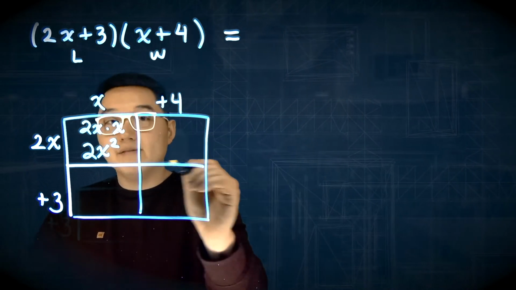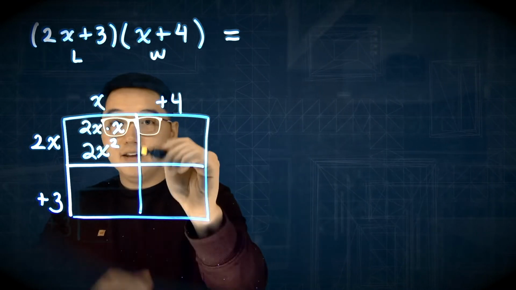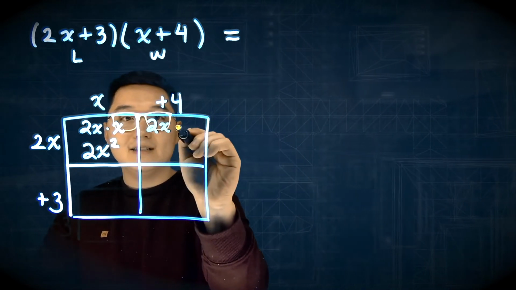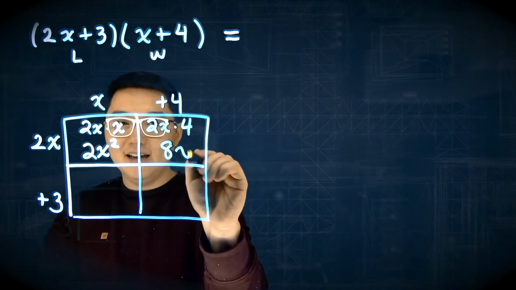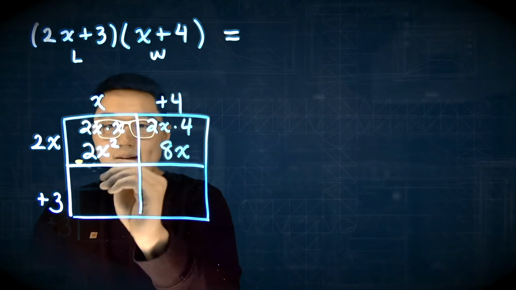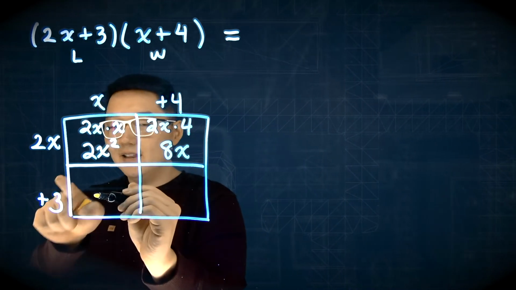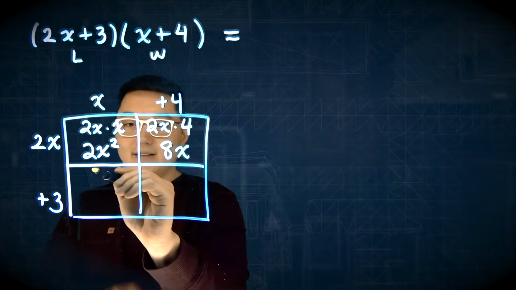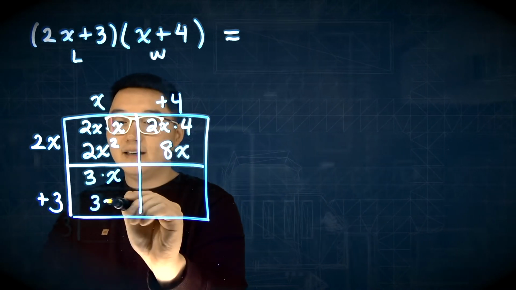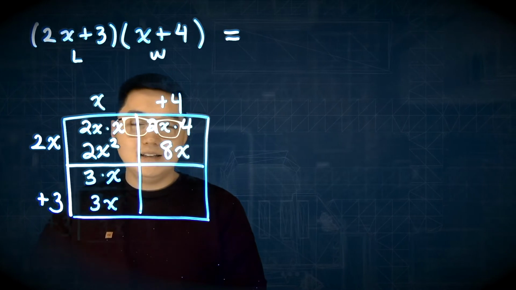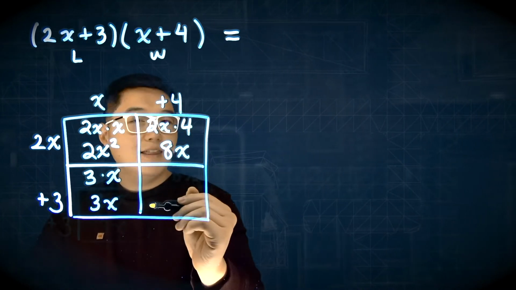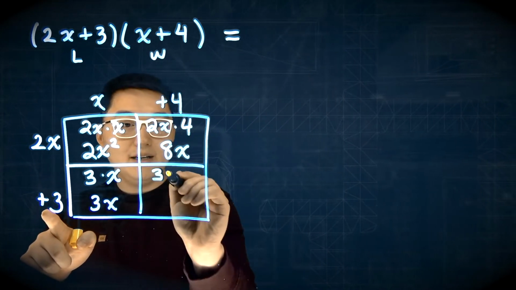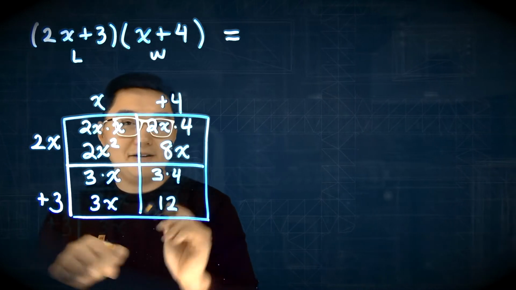Now what about this section of the rectangle? This section has the length of 2x times the width of 4. So 2x times 4 gives us 8x. What about this section of the rectangle? This section has the length of 3 times the width of x. So 3 times x is just 3x. And lastly, what about the last section of the rectangle? This section has the length of 3 feet long times 4 feet wide. 3 times 4 just gives us 12 square feet.